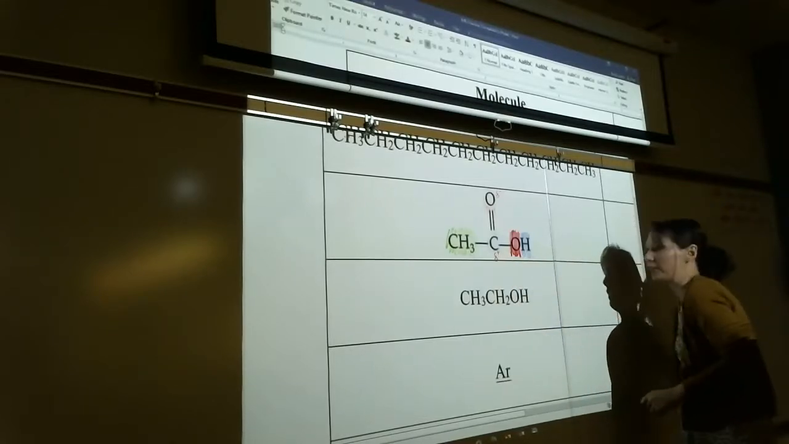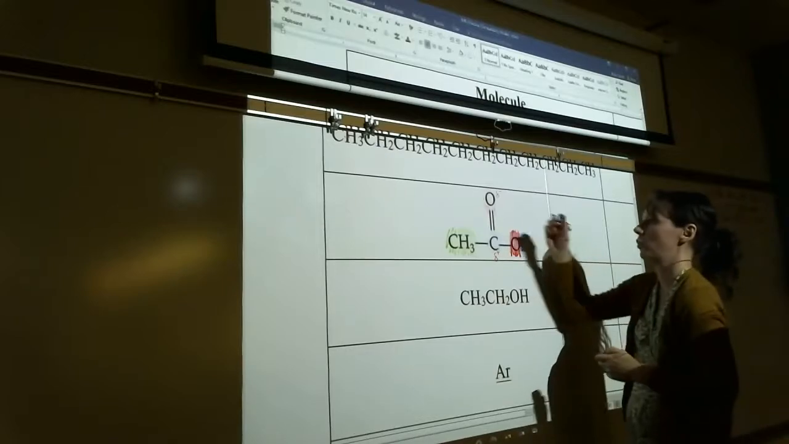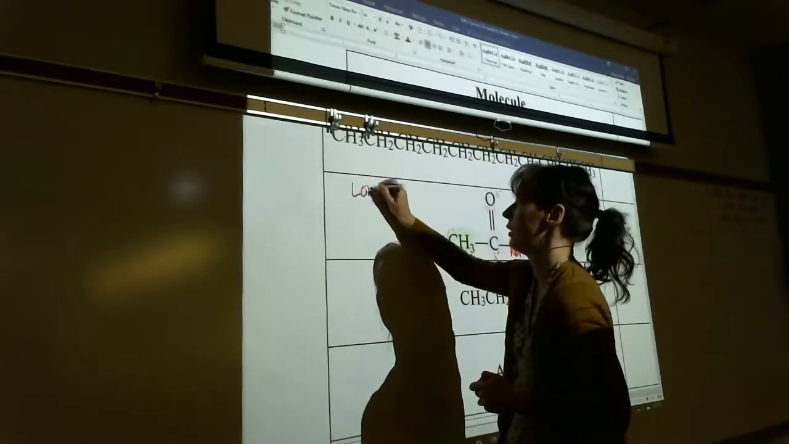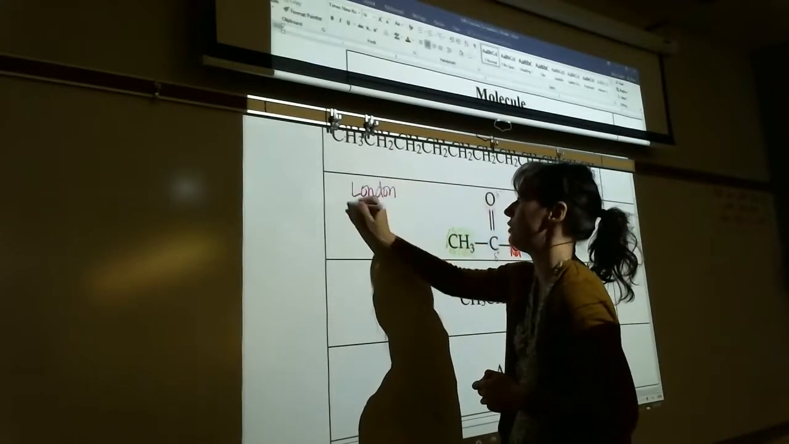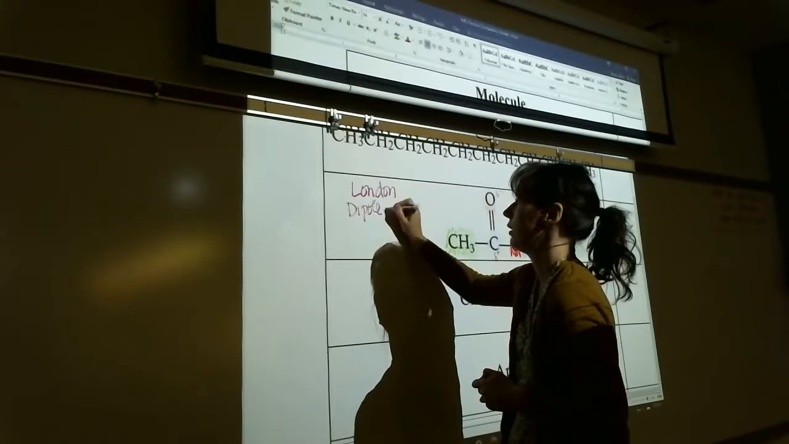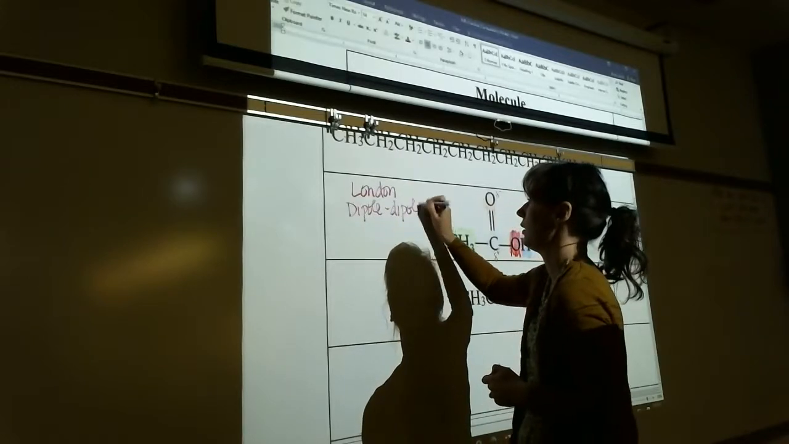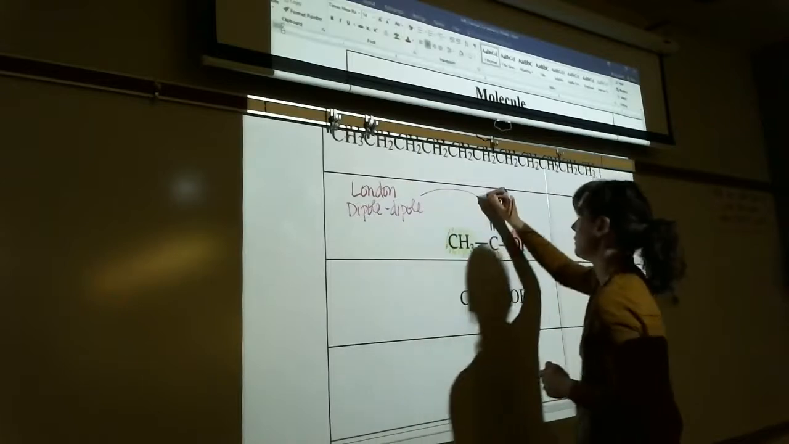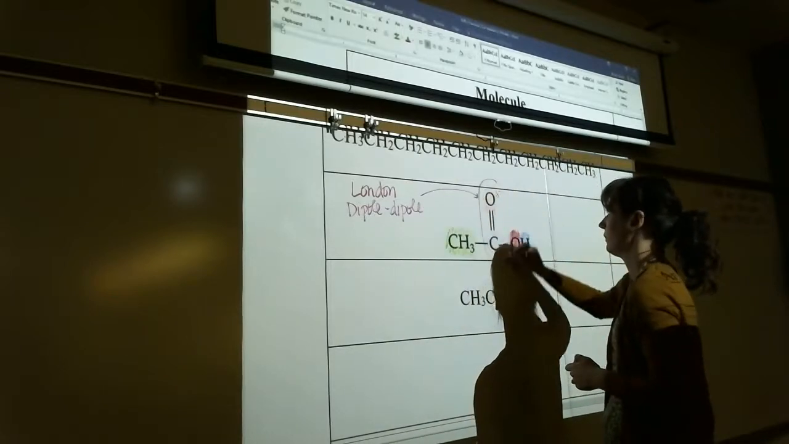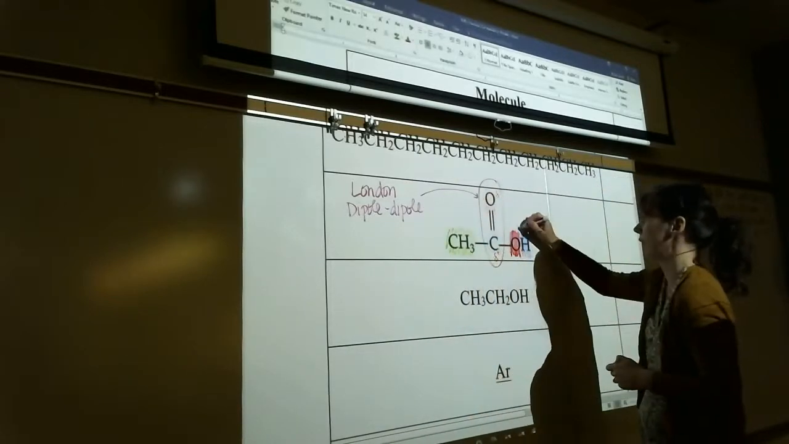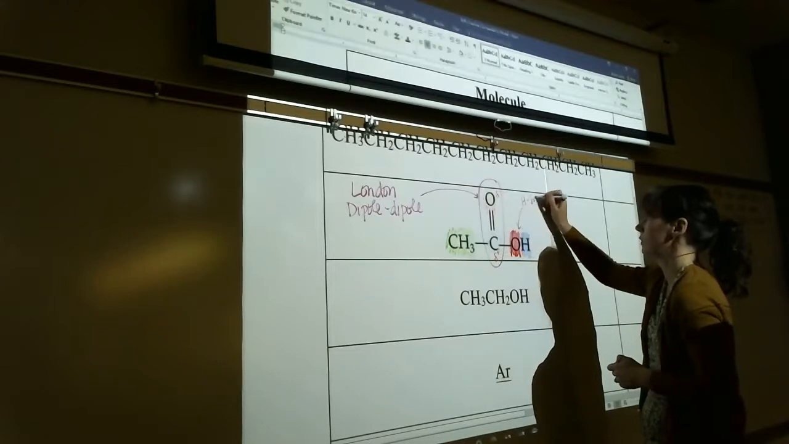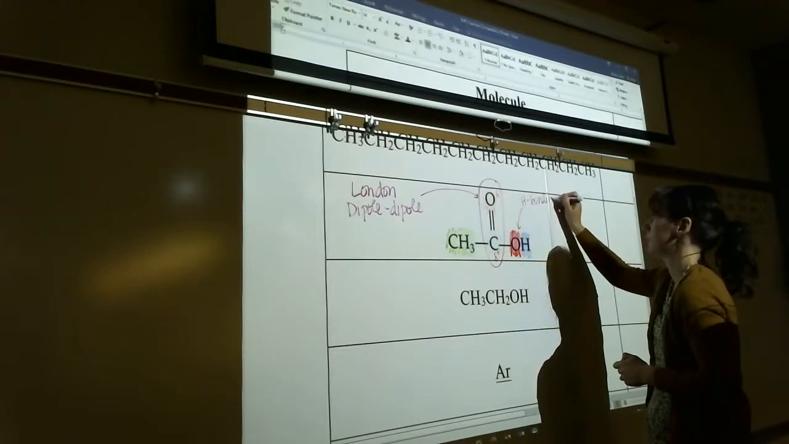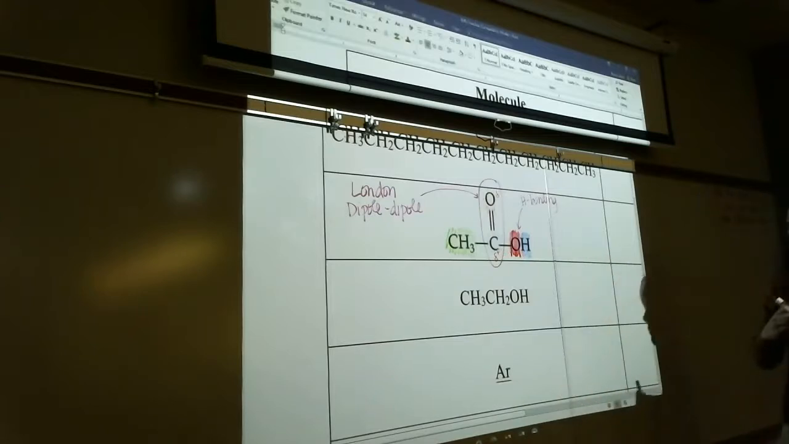Okay. So when we're listing the intermolecular forces, we'll have London, right? We'll also have dipole-dipole, and that comes from this part right here. And we'll have hydrogen bonding. We'll have all three. Make sense?